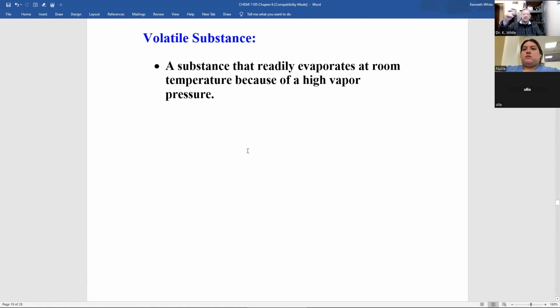Now, there's something called a volatile substance. That's a substance that readily evaporates at room temperature because it has what's called a high vapor pressure. Water doesn't, gasoline does. Don't try that at home.